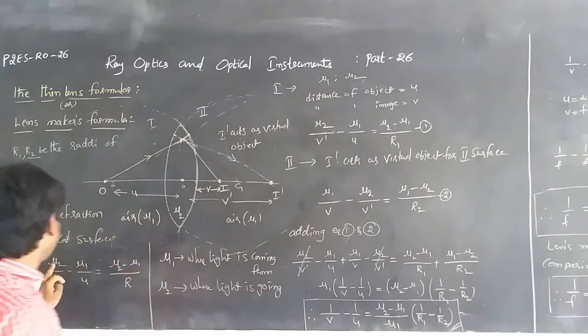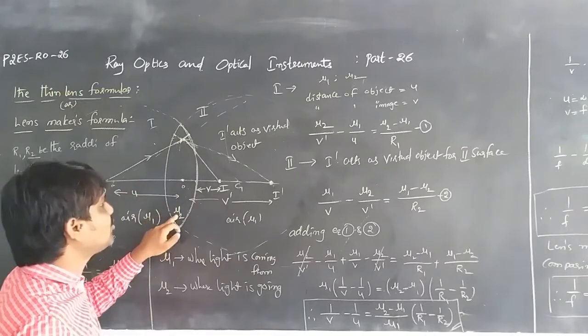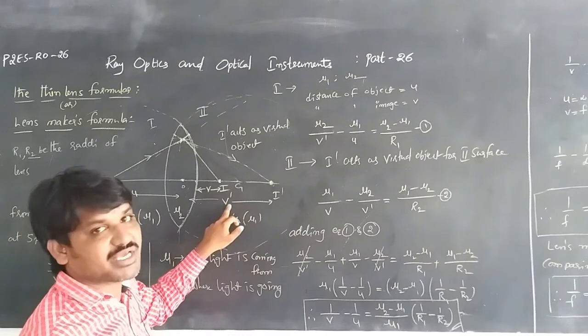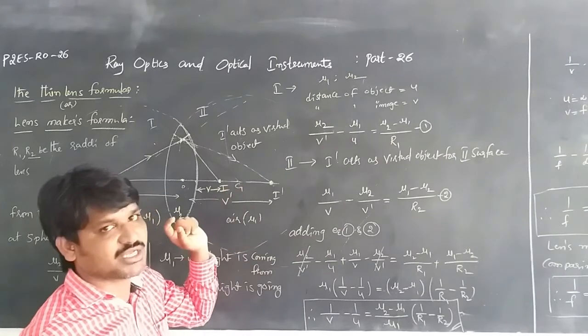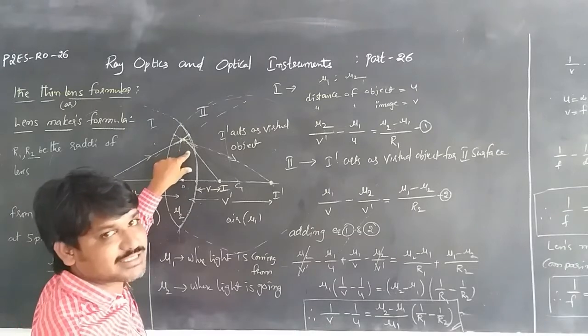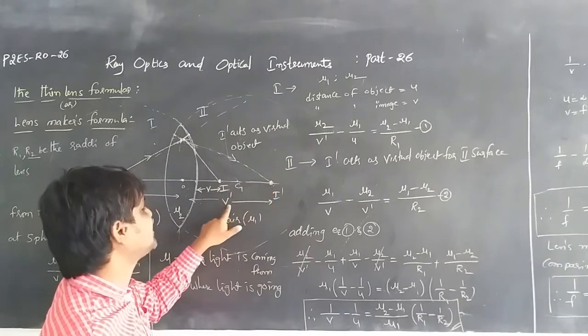Mu 2 is the refractive index of the medium the light is going into, the lens. The image is formed at a distance of v dash, a virtual image, since there is no real image. If we don't consider the second lens, then the first lens forms the image I dash at a distance of v dash.